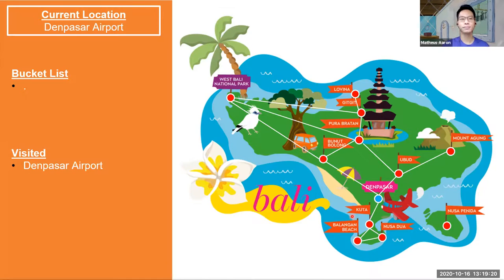I start with Denpasar Airport, and I can see three places connected to it: Kuta, Punut Bolong, and Ubud. I'm going to add these three to my bucket list. I'm done with the airport, and now I'm ready to travel. I take one place from my bucket list, Kuta Beach, and go there. Kuta Beach is where you can go to surf, but the surfing is not really good. There are some good malls there as well.